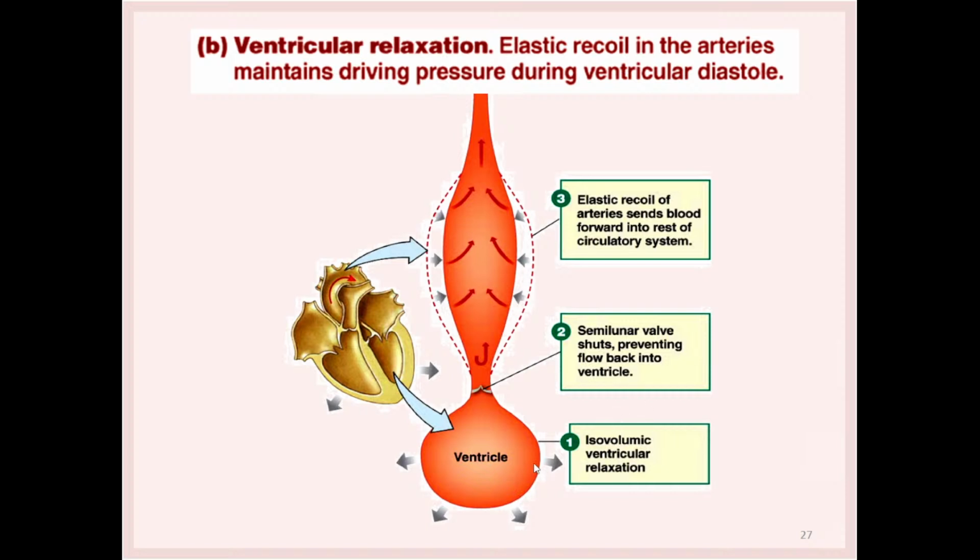Isovolumetric ventricular relaxation: the semilunar valve shuts, preventing flow back into the ventricle. Elastic recoil of arteries sends blood forward into the rest of the circulatory system. You can see what happens, and we talk about the reason, the cause for the motion, for the flow of the liquid: the pressure drop, the pressure difference.